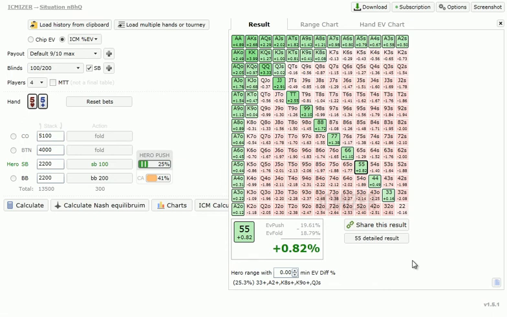In this video today I'm going to talk about the charts feature. Charts in ICMIZER can be a great complement to the usual result grid. For a wide variety of spots, those push-pull charts will help you make a more educated decision.